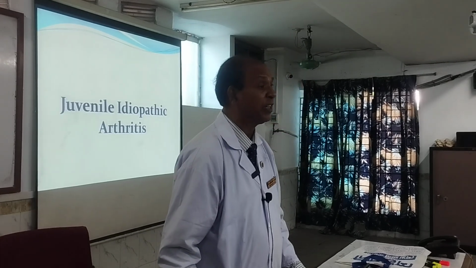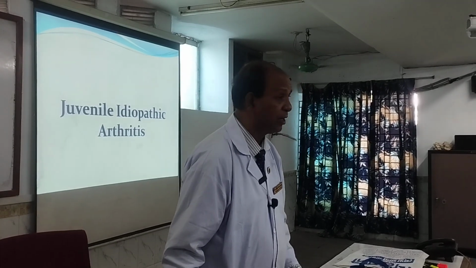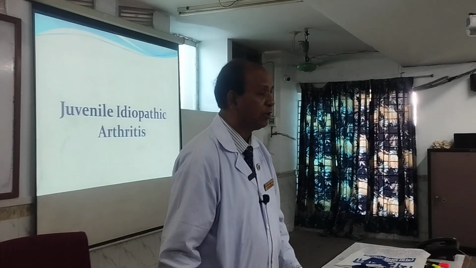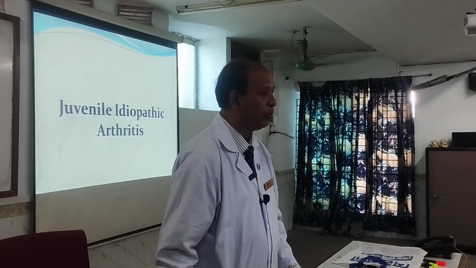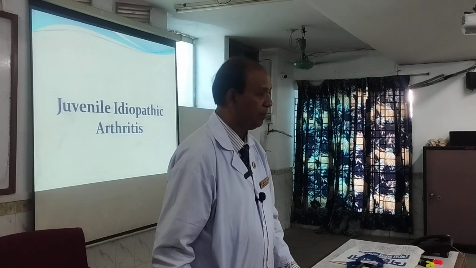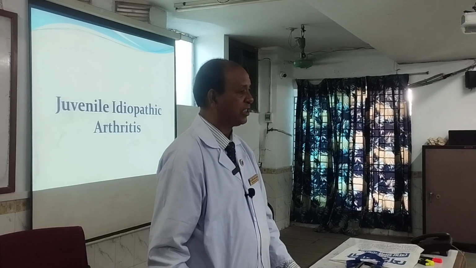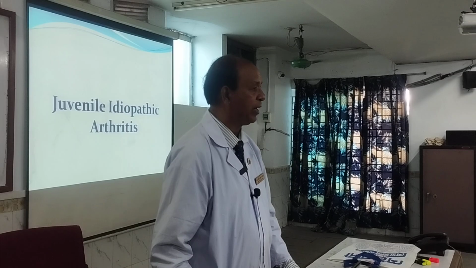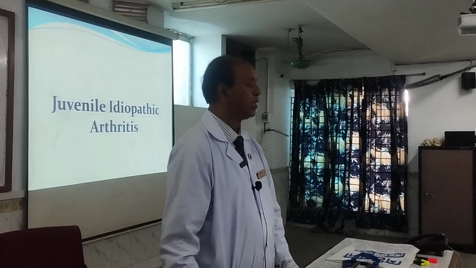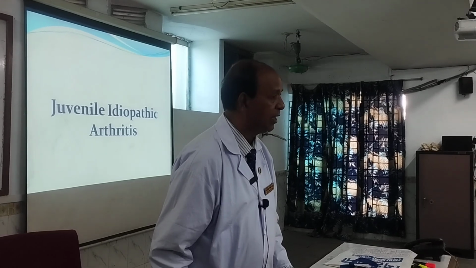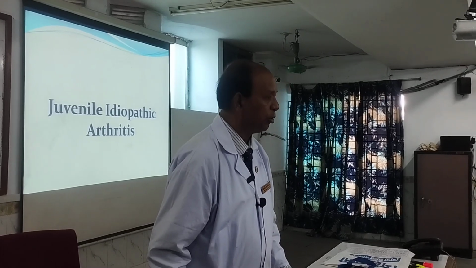Now, how was the nomenclature done? Before 1995, childhood arthritis was called juvenile rheumatoid arthritis by the American College of Rheumatology. But in 1995, this nomenclature was changed again to juvenile idiopathic arthritis by the International League of Associations for Rheumatology. That tells the change in nomenclature from JRA to juvenile idiopathic arthritis.